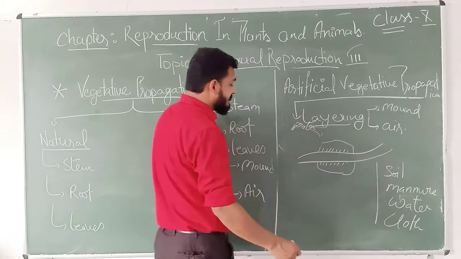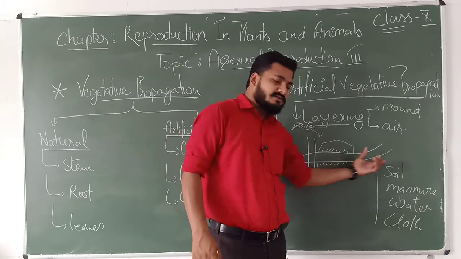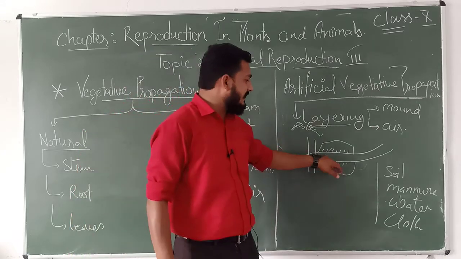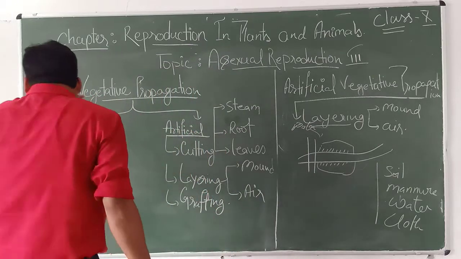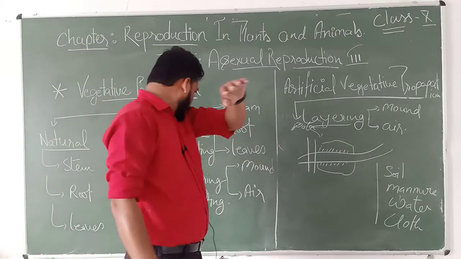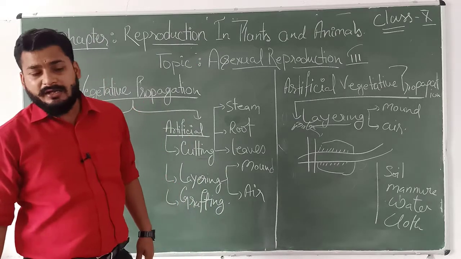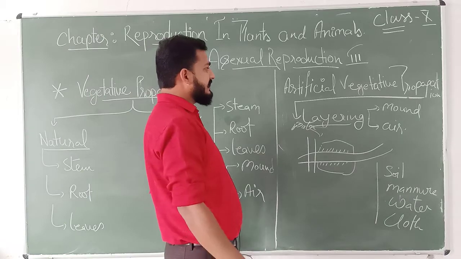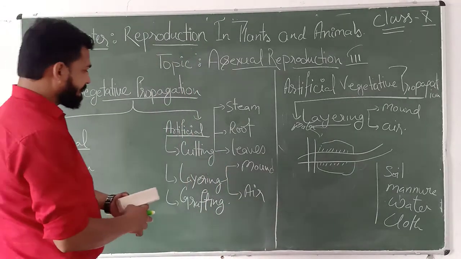to develop roots. Then we'll detach the parent plant from this position and we'll use this part as a new plant because it has got roots, it has got stem. Then we'll plant it into the ground, and in some time it will show development or growth and will develop into a new plant. This is the process of artificial vegetative propagation by air layering.